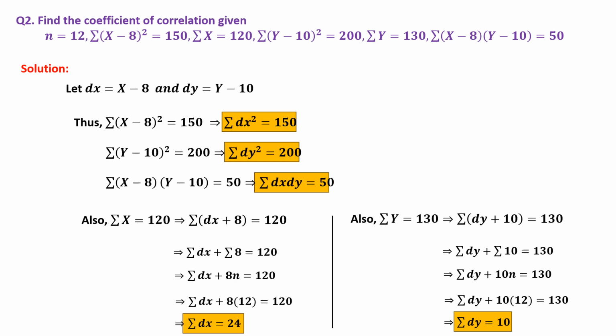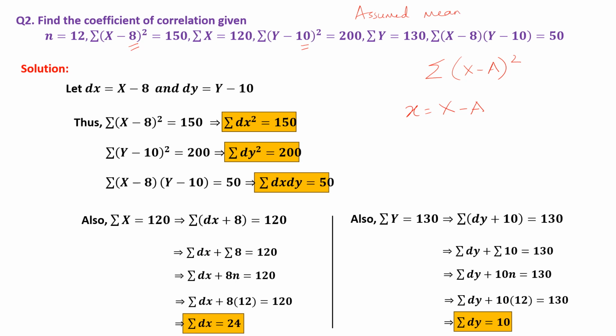When we were talking about assumed mean, we wrote sigma x minus a the whole square, right? We calculated small x to be equal to capital X minus a. We are not sure whether this 8 and 10 are the actual mean or the assumed mean. Since there is no clarity on that, we take it to be the assumed mean. The assumed means of capital X and capital Y are taken to be 8 and 10.